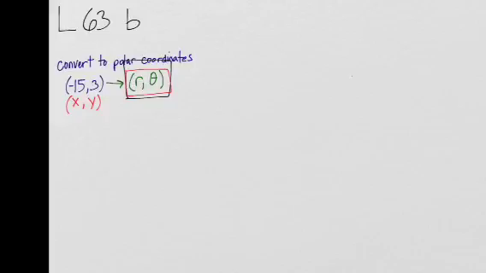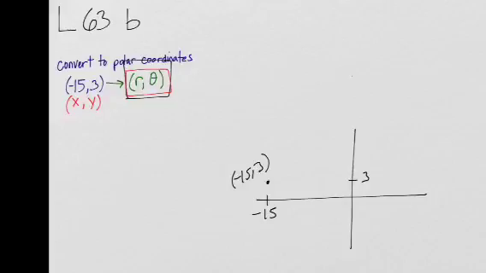If you just draw a coordinate plane here, make sure the x-axis is nice and long. We'll call that negative 15, and we'll say that's probably around 3. So there's our coordinate, negative 15, 3. Now we're trying to get to that point, but not by going left and then up, but by going out at an angle straight to that point.